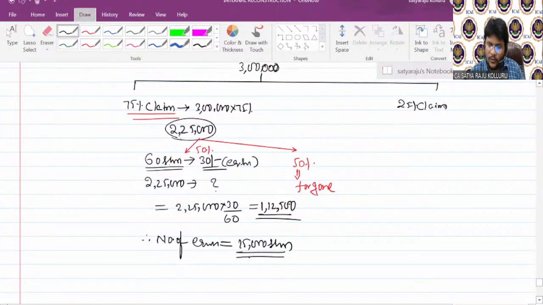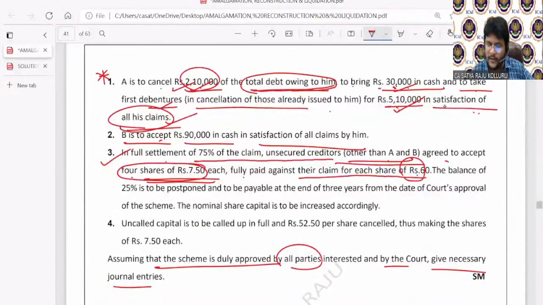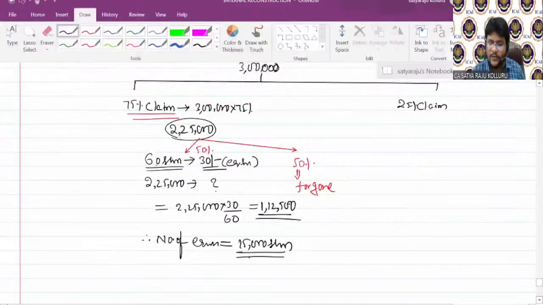So you need to read again the sentence very carefully. Please concentrate. In full settlement of 75% of the claim, unsecured creditors other than A and B agree to accept 4 shares of 7.50 each, fully paid, against their claim for each share of 60. For 60 rupees, we are giving 30 rupees.